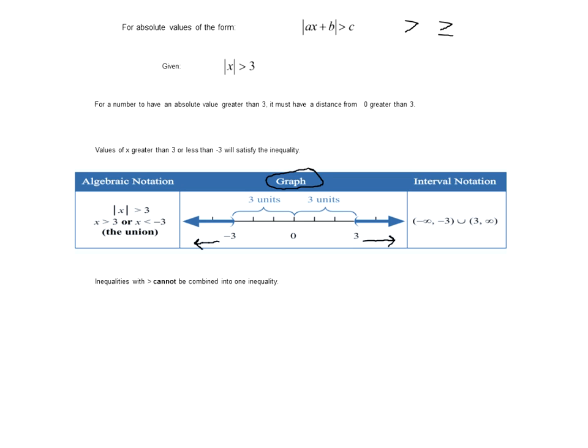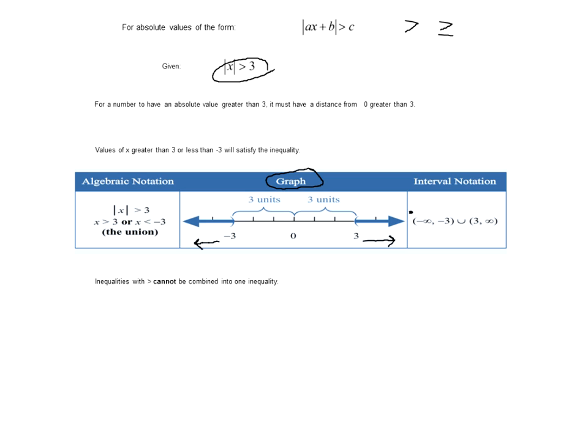The reason being, if we just look at this simple example here, in order for a number to have an absolute value that's greater than 3, then that means its distance from 0 has to be greater than 3. So absolute value is all about the distance from 0. So anything outside of 3 spaces from 0 would make that inequality true.